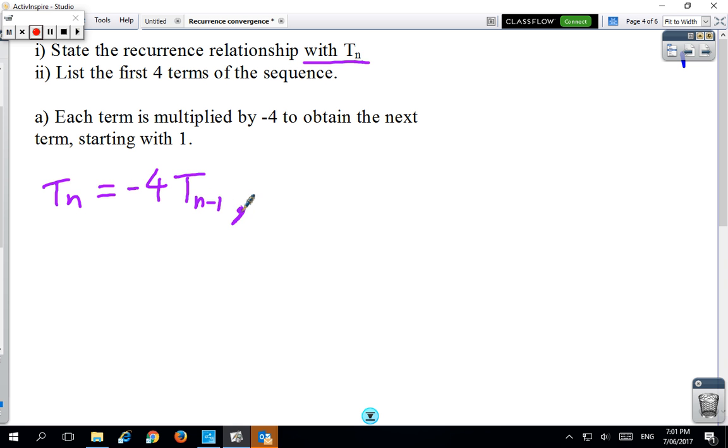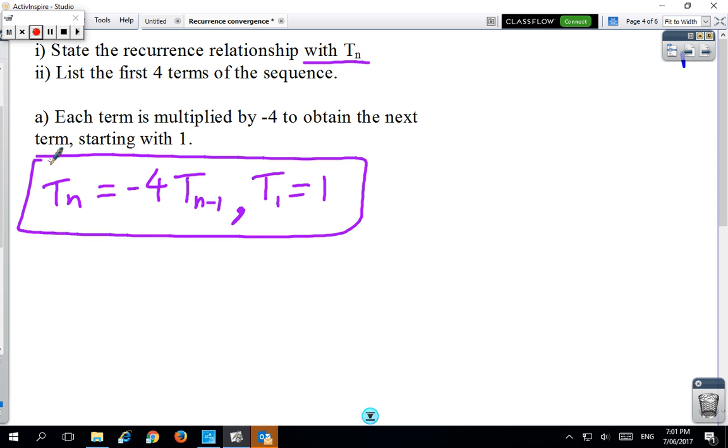And this time, where are we starting? The starting term is 1, so T1 is 1. There's our recurrence relationship. Now I've got my first term. Finding the second term, T2 is -4 lots of T2 minus 1. So term 2 is -4 lots of term 1, which we know is 1. -4 lots of 1 is -4.